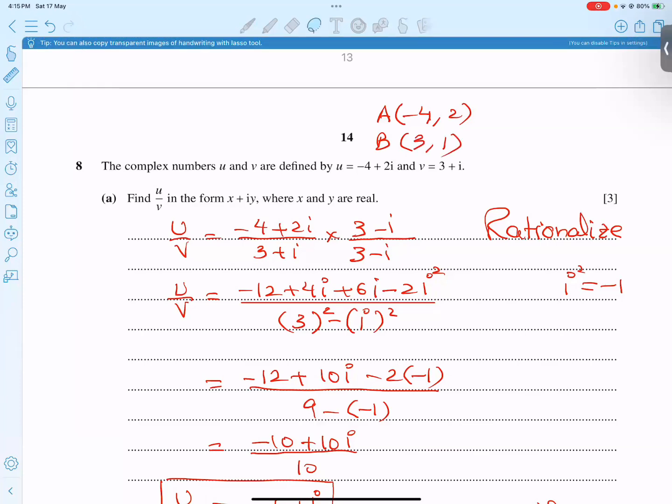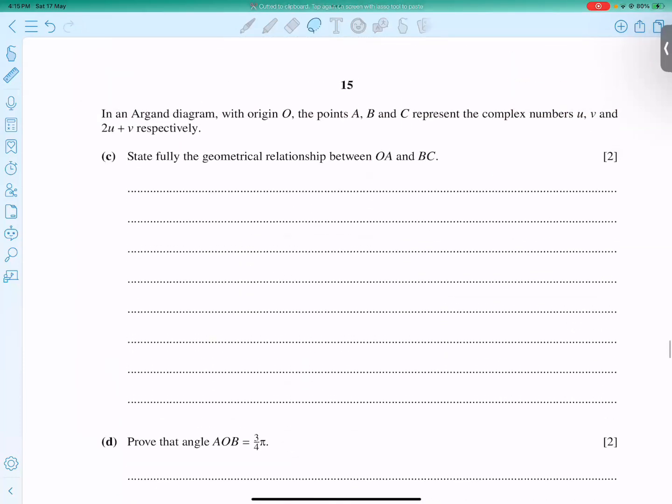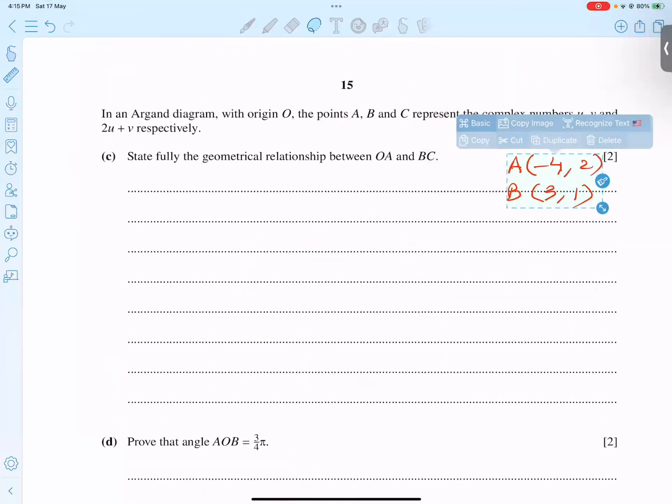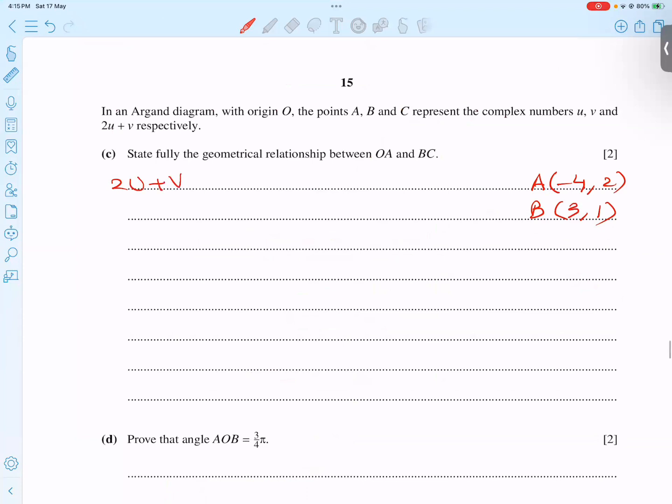So let me check u and v. He talks about u and v. I repeat, u is A, so this is u, and v is B, so this is v. Now I talk about 2u plus v. How to find 2u? u is -4 plus 2i, and v is 3 plus i. 2 fours are 8, and 2 twos are 4i, plus 3 plus i.